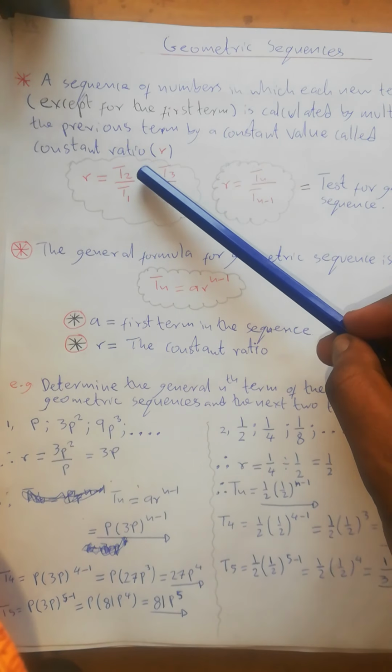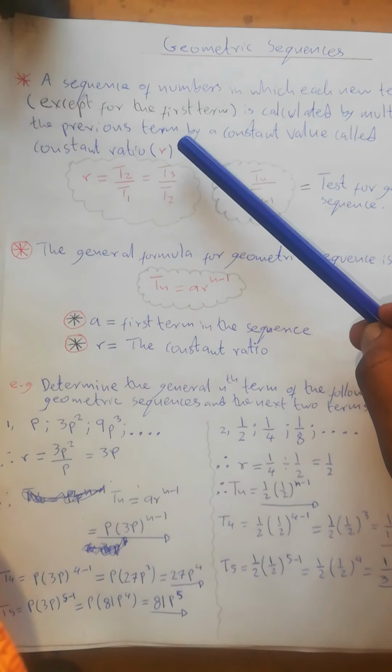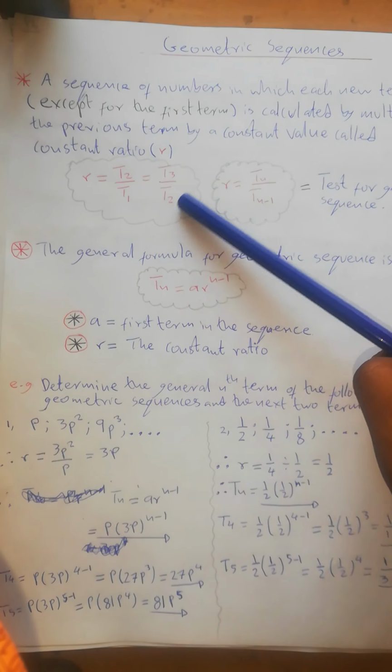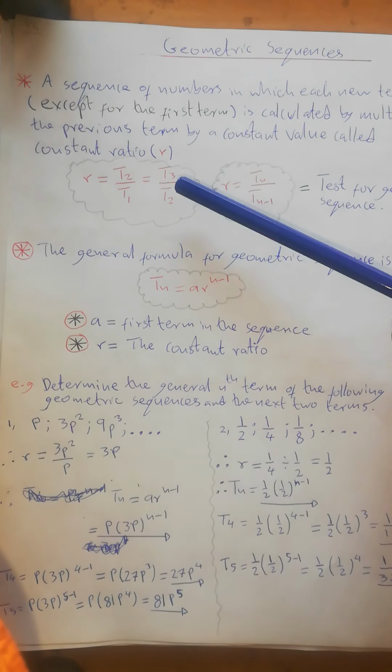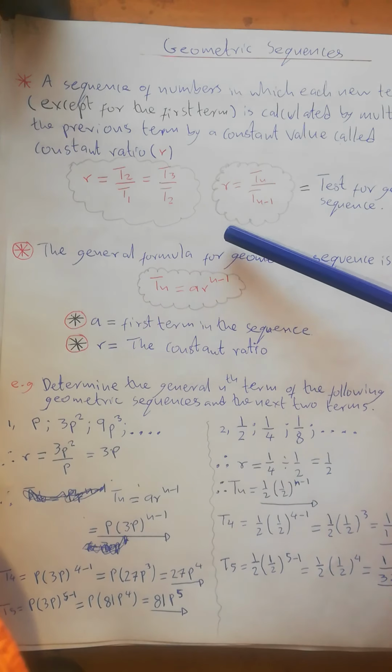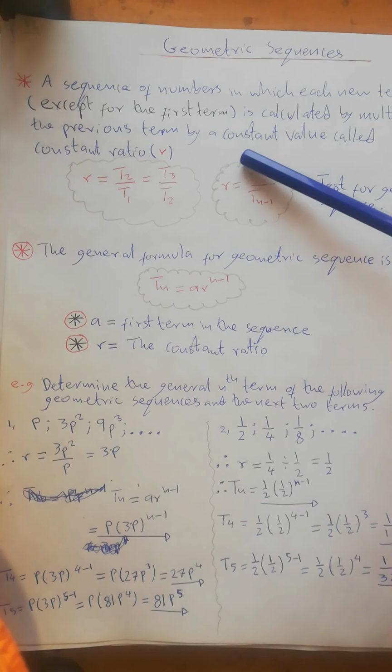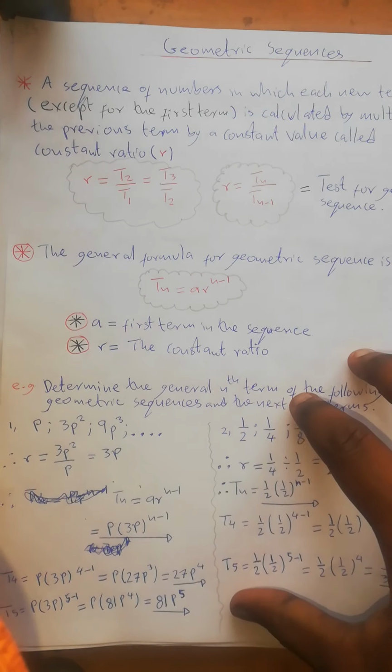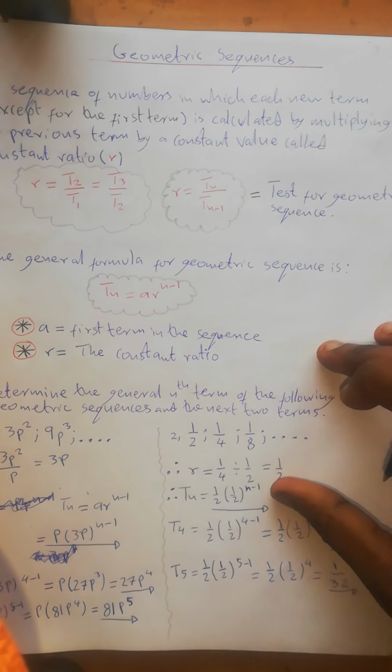Your r is t2 over t1. It should be equal to t3 over t2. That will prove that your given sequence is geometric. But the general formula for you to get your r is this one. And you can also use this formula to test for a geometric sequence.